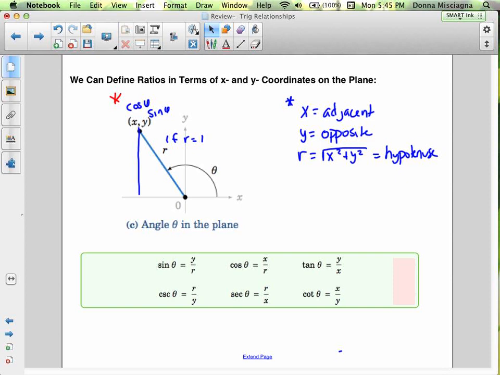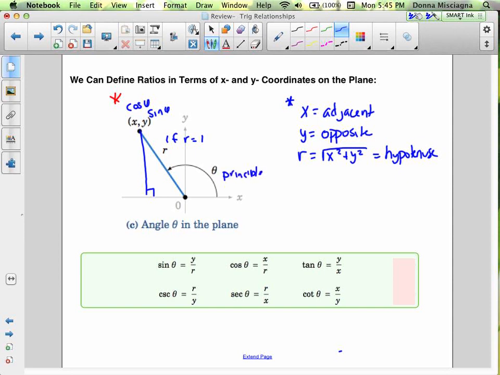So theta here is an angle in the plane, and we know that we need to create our reference triangle. I'll actually draw this again. We go from our point straight down or straight up, depending on if we're above or below the x-axis, to the x-axis. That forms a right angle. Theta is always next to the origin. So this here is the principal angle. And since it's more than 90 degrees, we're not going to be able to evaluate that one.